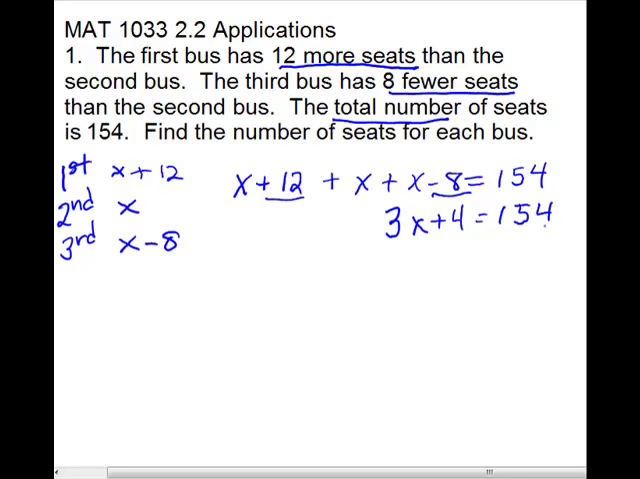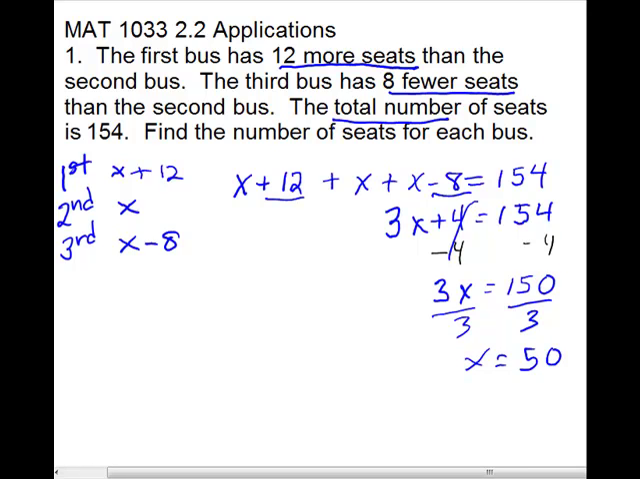All right, and now we're going to solve. Working on the side with the variable, we're going to subtract 4 from both sides. And when we clean up, that gives us 3x equals 150. Divide both sides by 3. So x equals 50.